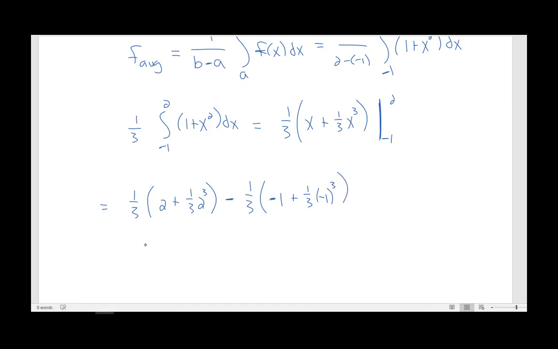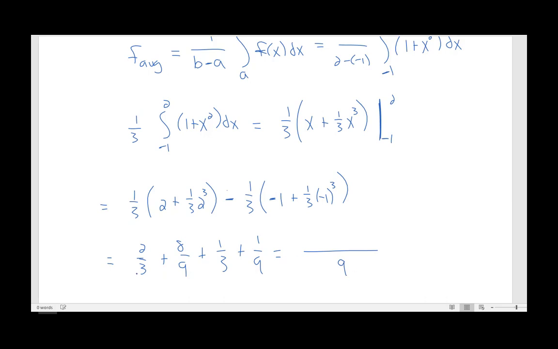All right, so if I come over here, this first term, and I distribute, I'm going to have 2/3, and then this is 8/3 times 1/3, so this is 8/9. I'm going to run out of room over there. So I have 2/3, plus 8/9, and then -1 distributes with -1/3, so I get positive 1/3, and then -1 cubed is -1, so this is -1/3 times -1/3, which is positive 1/9, and I'm going to get a common denominator here of 9.